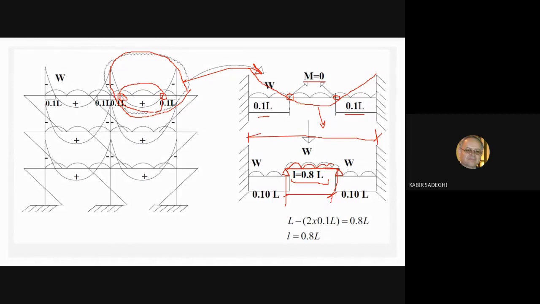Okay, we designed this simple beam, because you know that a small L, as you see, is the total L minus two parts from the two sides. So it is 0.8 L. Therefore, we can say L small equals 0.8 L. This is the basis for every span we do, and we separate them.